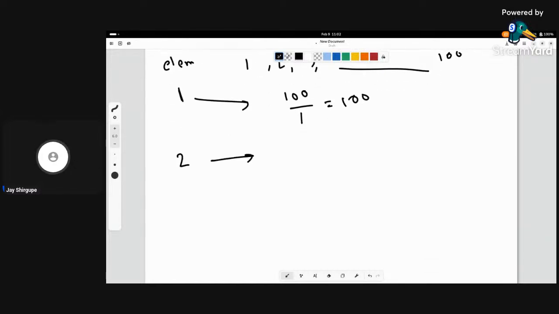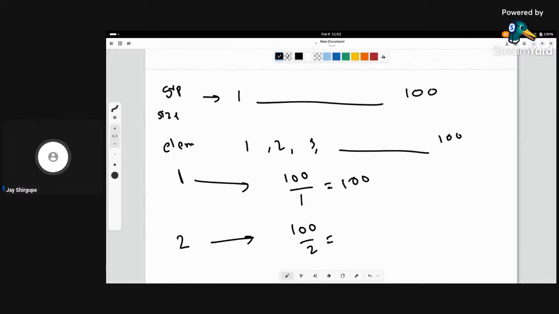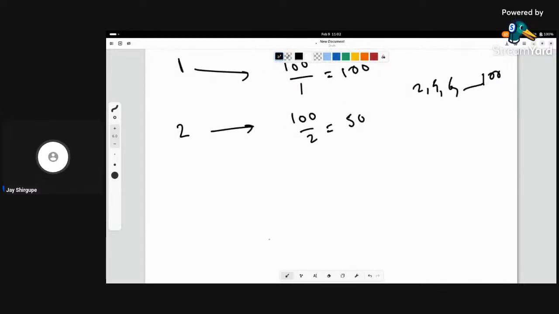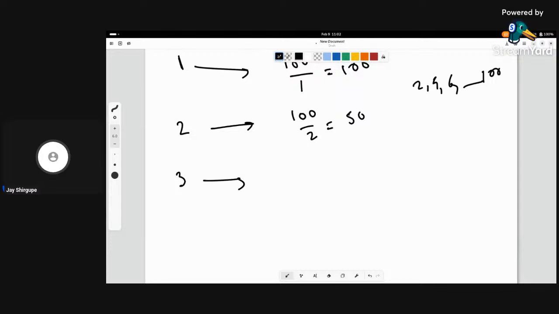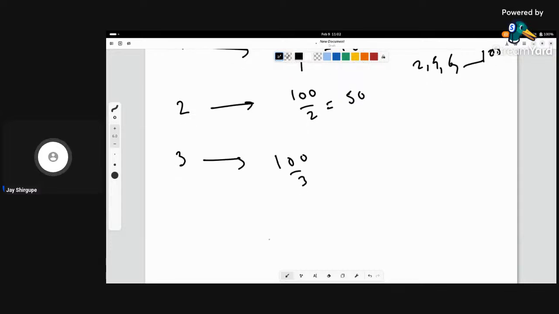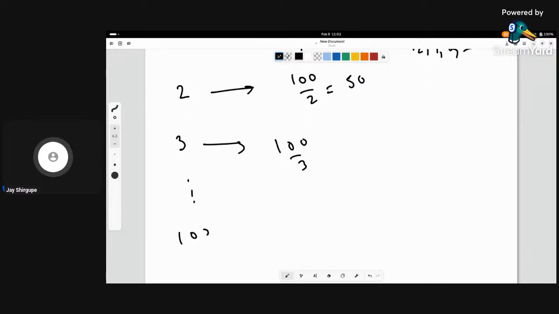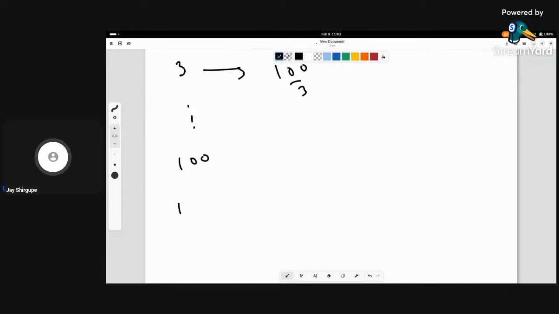If your element has a value of 2, then it would modify 100 divided by 2 groups. That is like 2, 4, 6, all the way up to 100. That is 50 groups. If your element has a value of 3, then it would modify 100 divided by 3, and so on and so forth up to 100. If your element is say 101, it won't modify anything because 101 is greater than 100. So at max you have 100 groups.